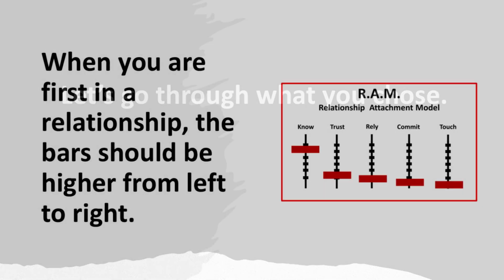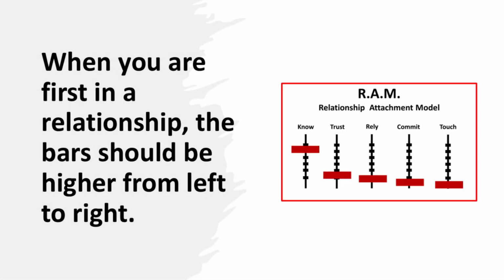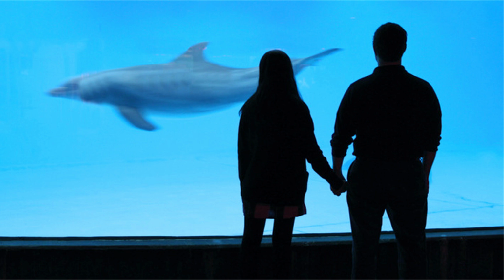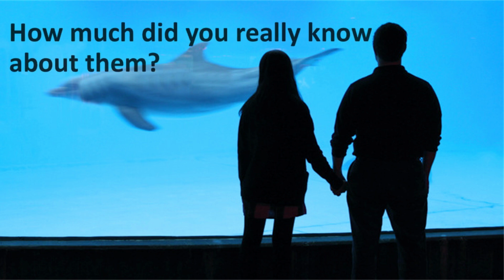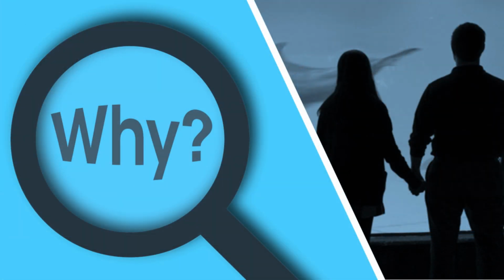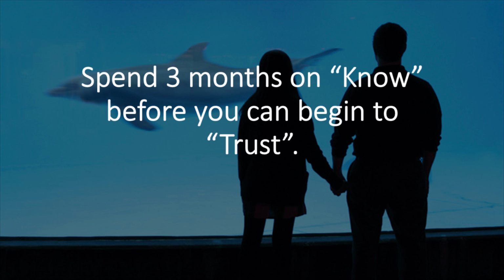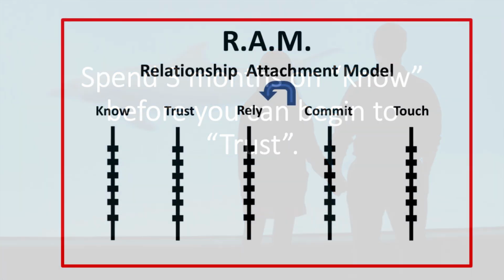Okay, let's go through what you chose. When you're first in a relationship, the bar should be higher from left to right. You want to move no higher before you move to trust. When I say know, I mean how much did you really know about them? Get to know not only what they like, but why. It's suggested that you spend at least 3 months on know before you can begin to trust.